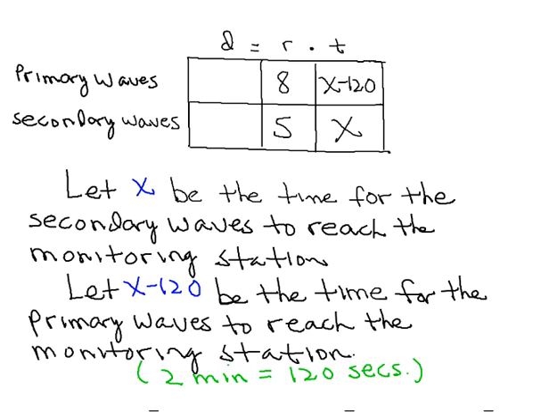And so we can easily fill in the distance column because we know that distance is equal to rate times time. So then we have 8 times the quantity x minus 120. And for the secondary waves, the distance then will be equal to 5x. And we know that the distance between the epicenter and the monitoring station is the same for both waves, so our equation will be simply to equate the two expressions for distance equal to each other. So we'll take care of that next.